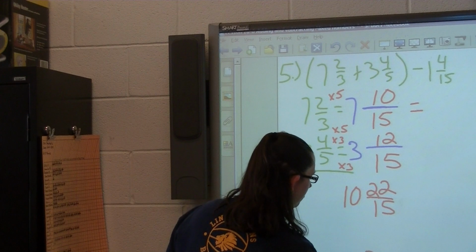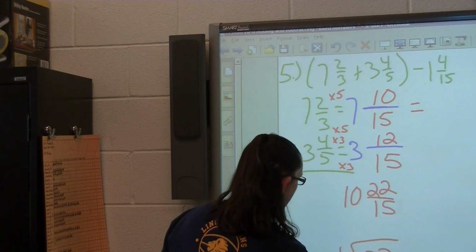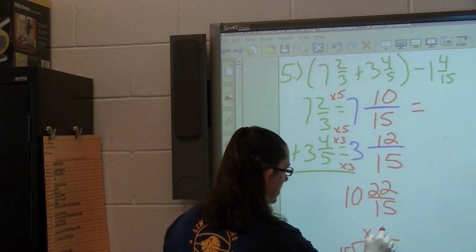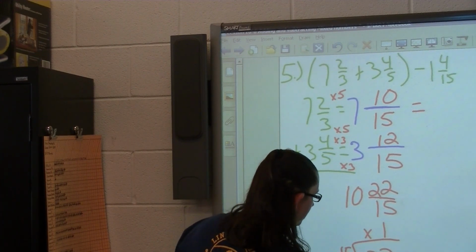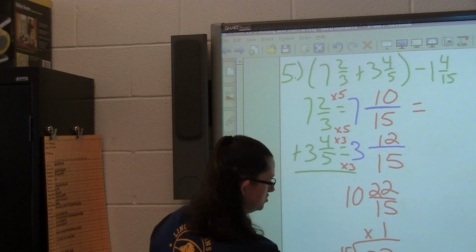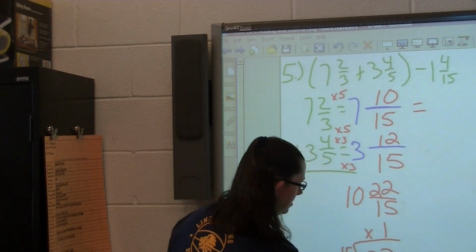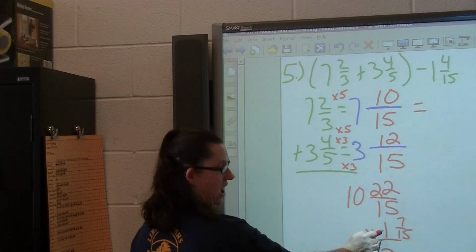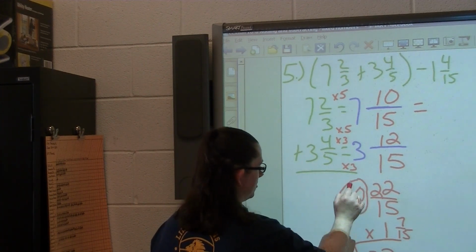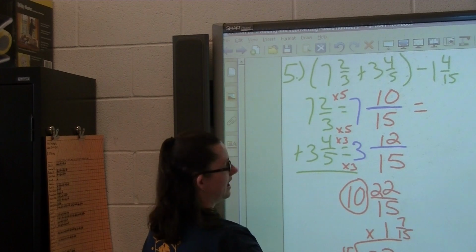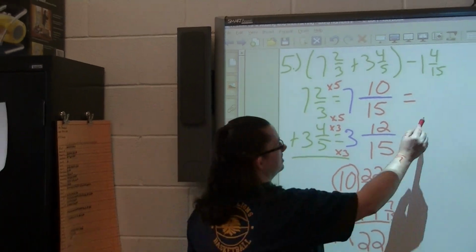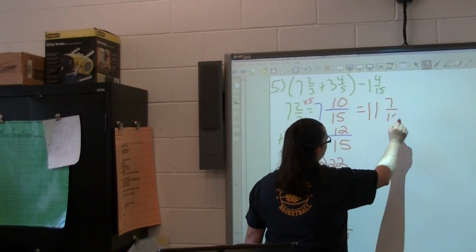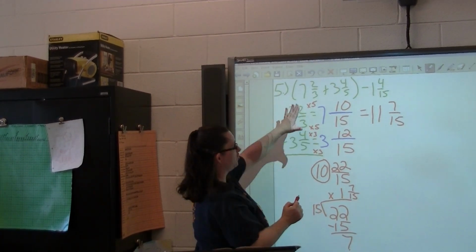So we're going to put 22 in the house and 15 out of the house. 22 divided by 15 can only go once. 1 times 15 is 15. 22 take away 15 is going to give us 7. So our new mixed number is 1 7/15. Now I have this whole number and my original whole number, so it's 10 plus 1, 11, and then we have to add the 7/15. So our new number is 11 7/15. That's our answer for this first problem.